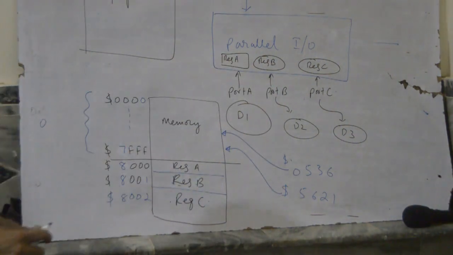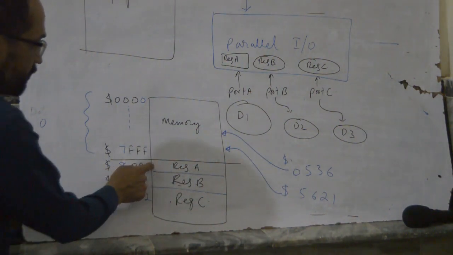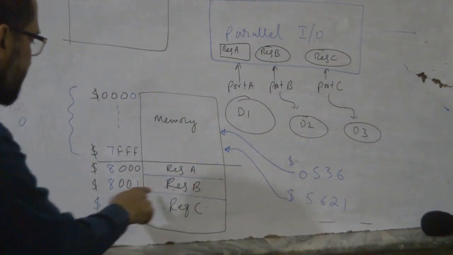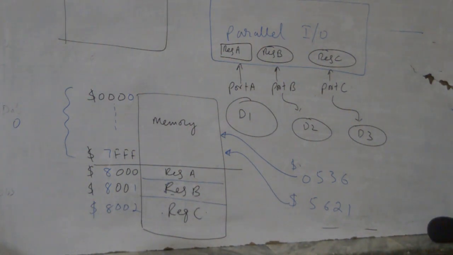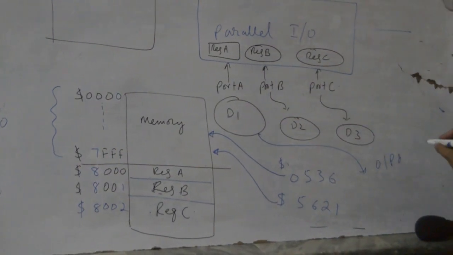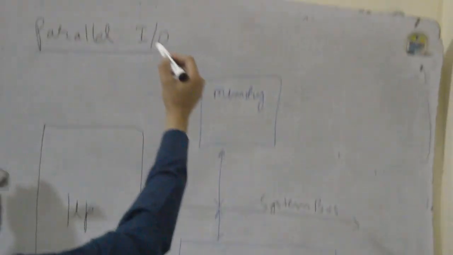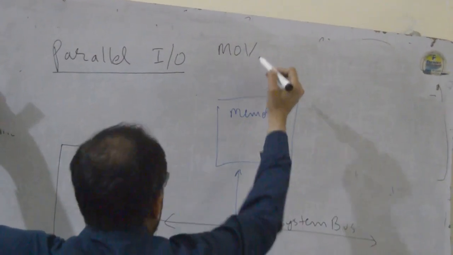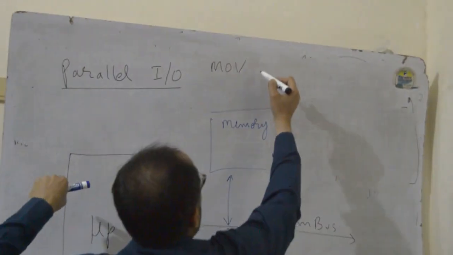And register A has been assigned a unique address. Register A has been assigned an address of 8000. In this particular example, register B is assigned an address of 8001 and register C is assigned an address of 8002. Let's assume that we want to transfer some data to device D1, and let's assume that this device D1 is an output device. We want to write some data to this device. So what should be the assembly instruction? The assembly instruction will be like this: move device D1. So we have to write some data. Move R3.